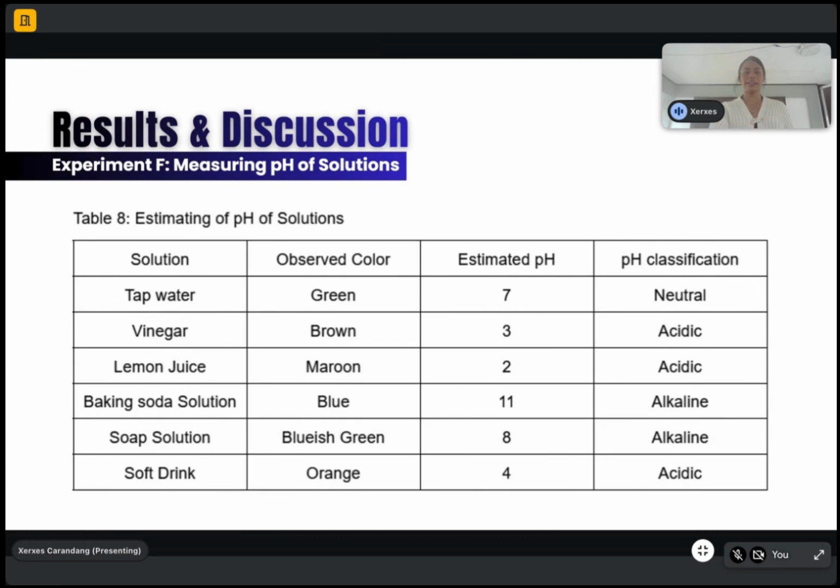Vinegar was slightly less acidic, registering a brown color and an estimated pH of 3. The soft drink was also acidic, with an orange color corresponding to an estimated pH of 4. Conversely, 2 solutions were classified as alkaline, with a pH of more than 7. The baking soda solution was the strongest base, turning blue with an estimated pH of 11, while the soap solution was mildly basic, showing a bluish-green color and an estimated pH of 8.